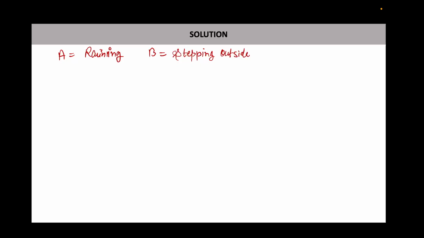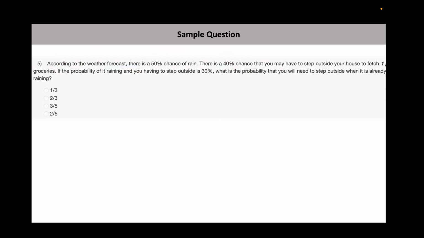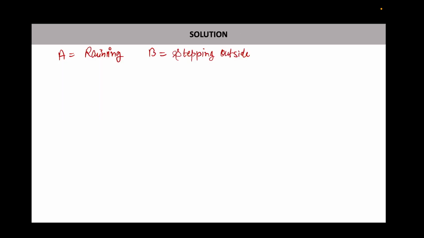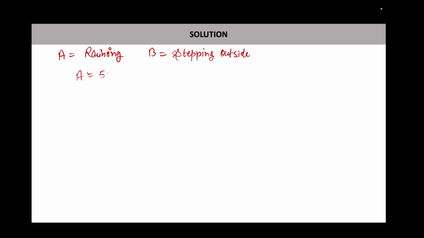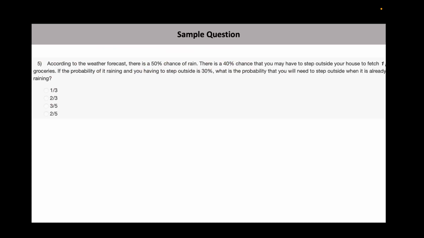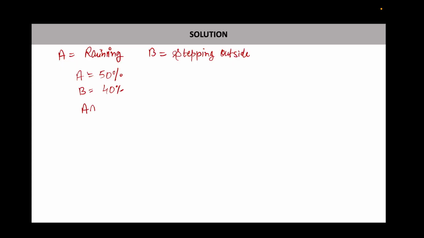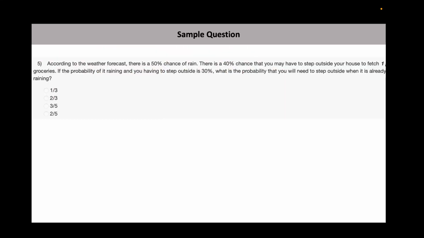Okay. So in your question, the probability that was given for event A is 50%, for event B is 40%. So we'll just write that the probability for event A is 50, for event B is 40%. And the chance of A and B is 30%.